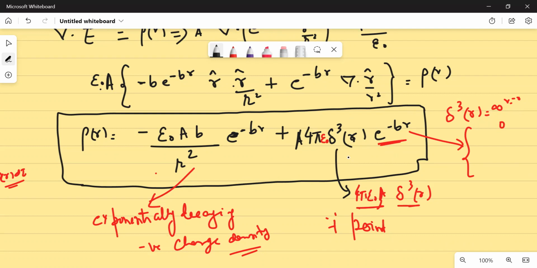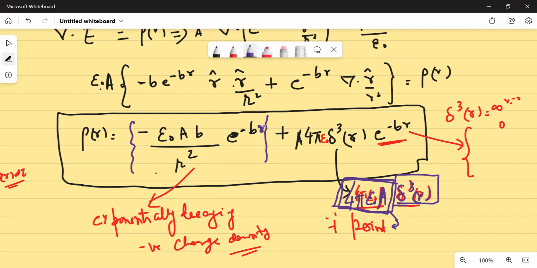So at times in books, you'll find this particular thing written as 4 pi epsilon naught A Dirac cube of r. So what does it imply? It implies that Dirac cube of r is accompanied by a constant value, and this constant value will give you the magnitude of the point charge located at r equal to 0. And surrounding this point charge, you have this kind of density, which is negative. So this is a negative charge density.